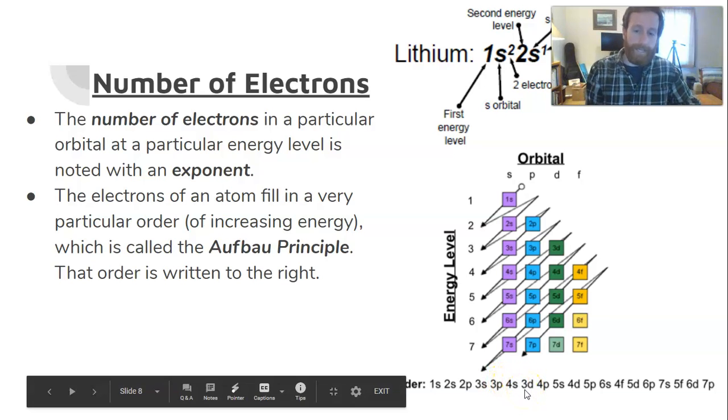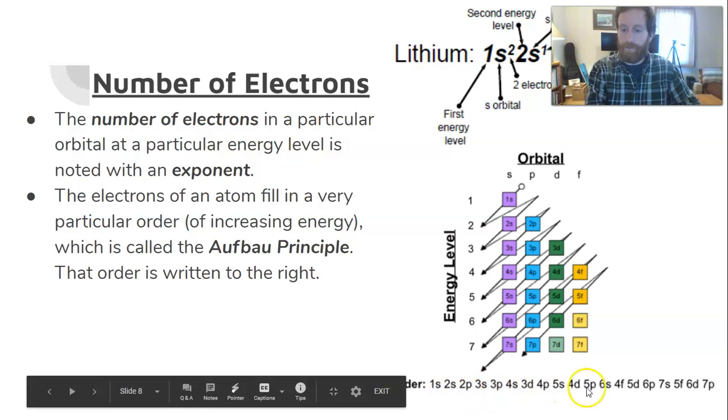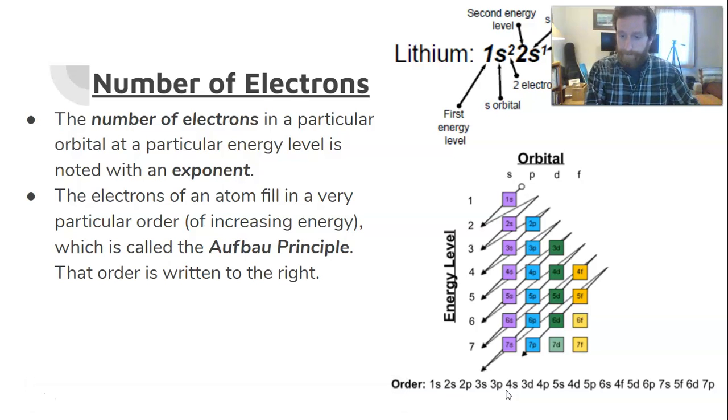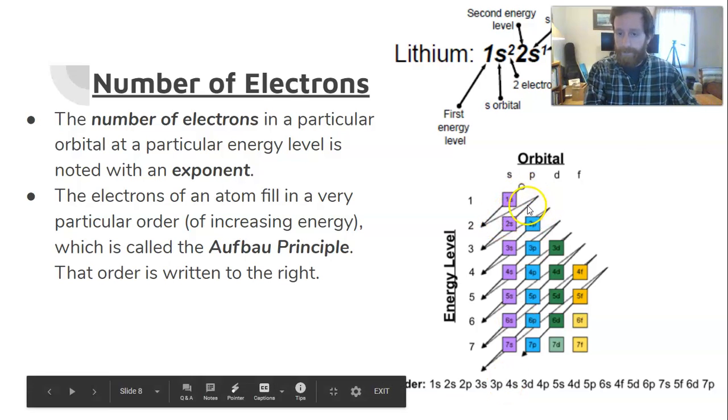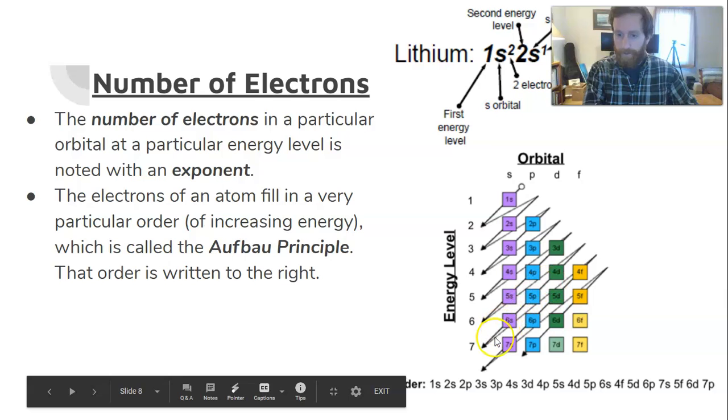And that's just because of the nature of the universe. So it is important when you go to write electron configurations that you reference this order, because some weird things do happen. Sometimes you'll fill a higher energy level and then jump back to an orbital of a lower energy level. And you can see that represented here with this arrow diagram as well.